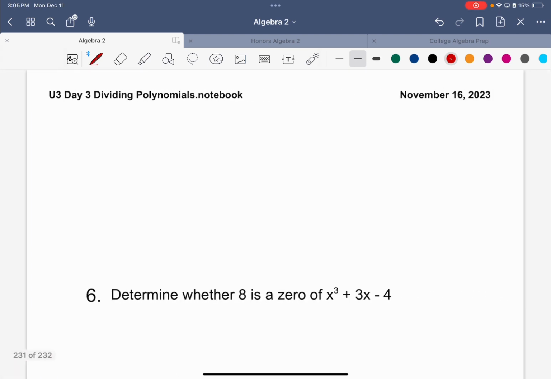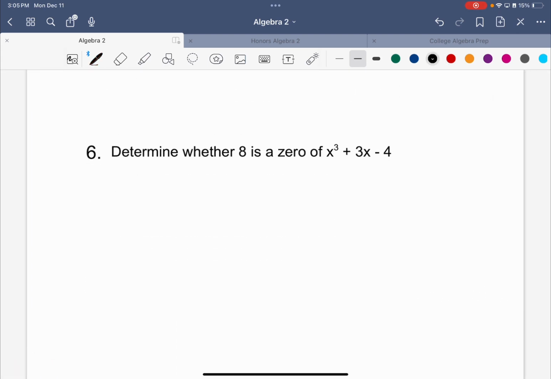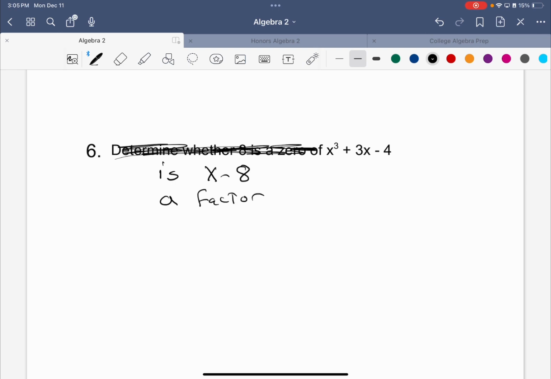I'm going to change this question up a little bit. I want to know, is x minus 8 a factor of x cubed plus 3x minus 4? Go ahead and determine if x minus 8 is a factor of x cubed plus 3x minus 4. And if it is a factor, write it as a product. If not, just say no.